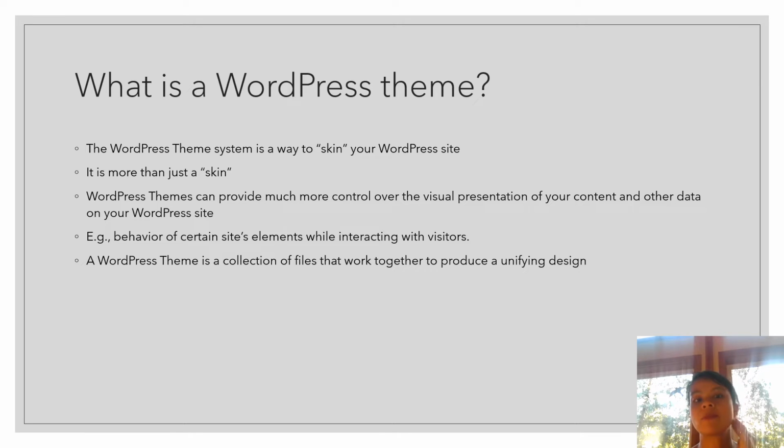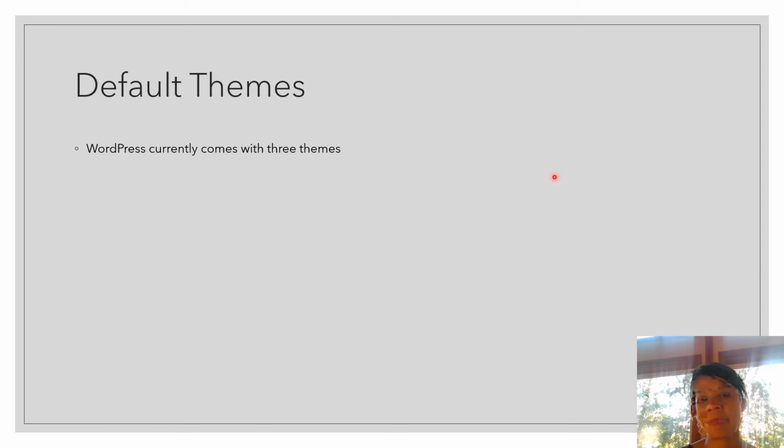WordPress themes can also provide a lot of control over the visual presentation of your content and also of other data on your WordPress site. So this means the behavior of certain site elements while interacting with visitors. So it's not just about how it looks, but also about how it can behave. Basically, a WordPress theme is a collection of files that all work together to produce a unifying design.